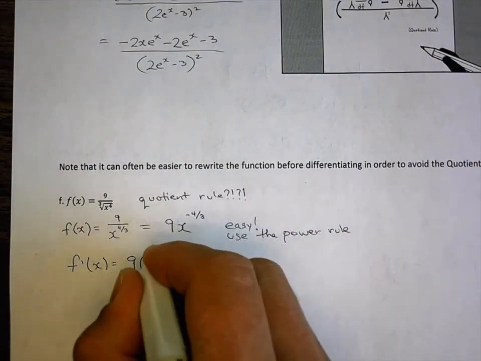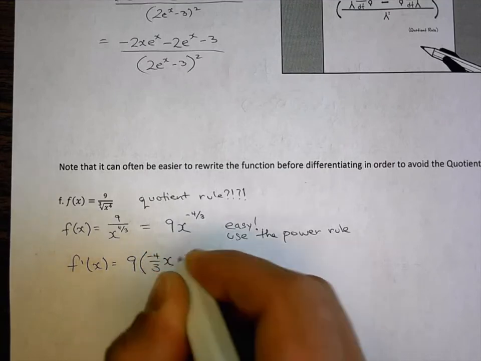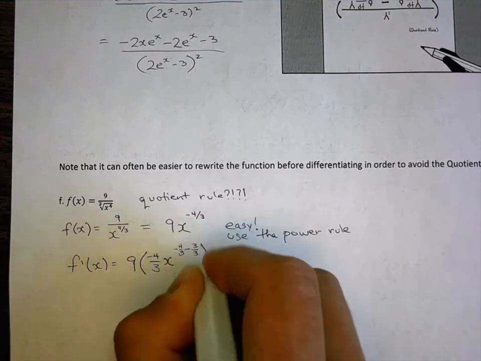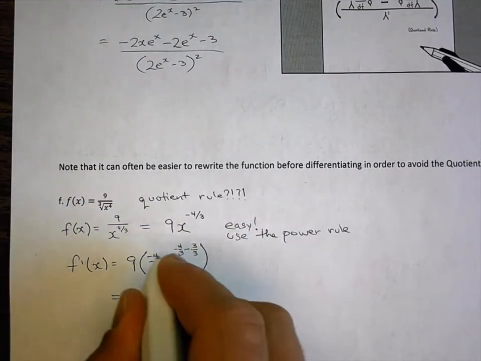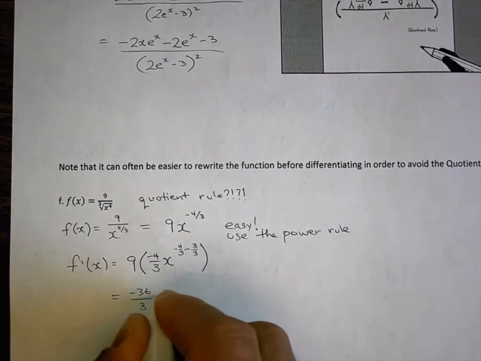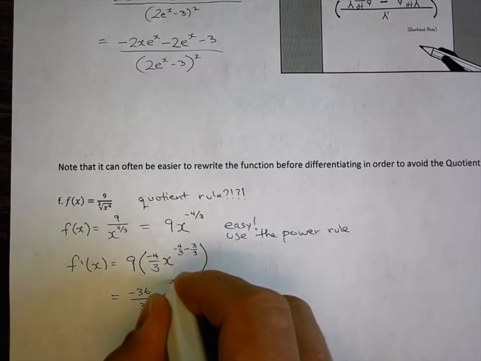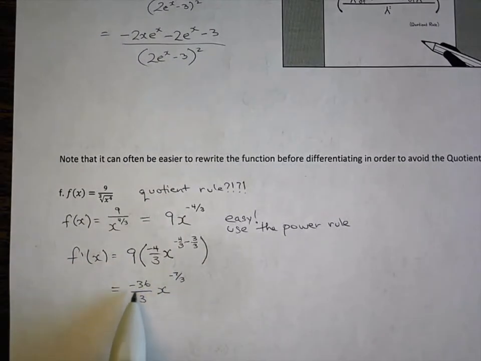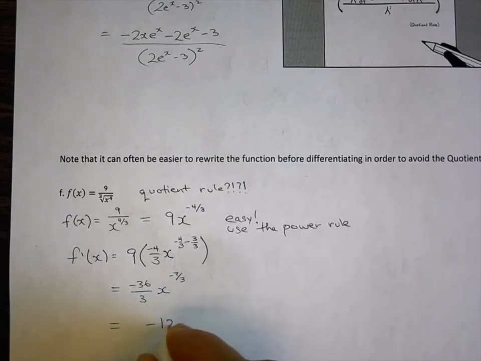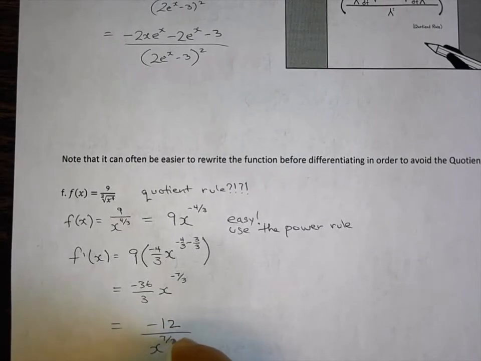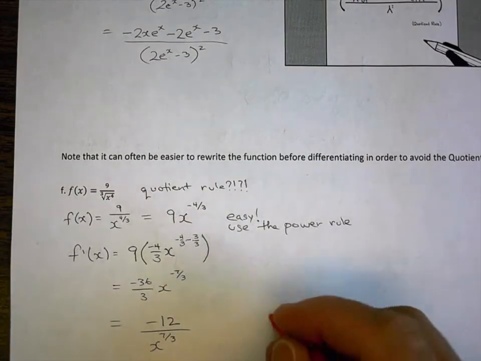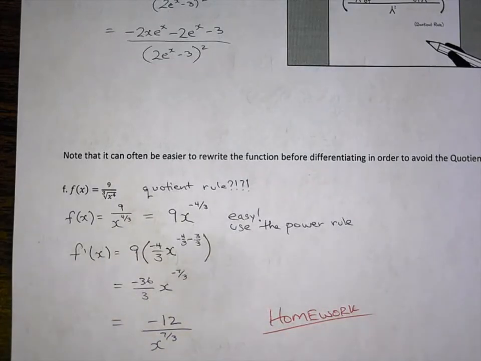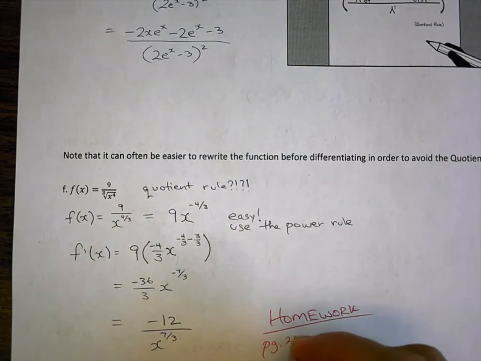I bring the exponent down, so it's negative 4 over 3 x, and then I have negative 4 over 3, and I have to subtract 1, or in other words, subtract 3 over 3. This gives me, okay, so now I can multiply this, negative 36 over 3 times x to the negative 7 over 3. Again, I just don't like the negative exponent, and I can simplify this. My final answer becomes negative 12 over x to the 7 over 3. There you go. That is the quotient rule. A little bit tougher than the product rule, but still the same sort of thing.